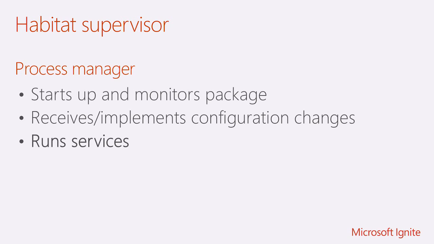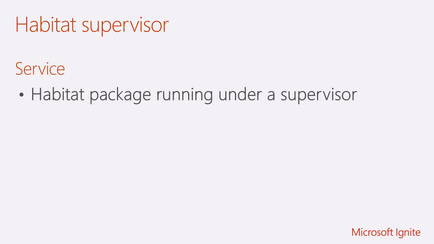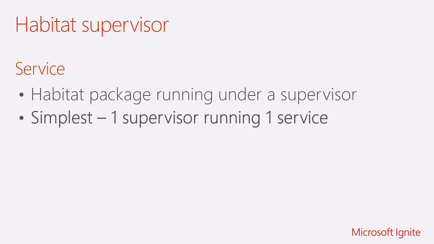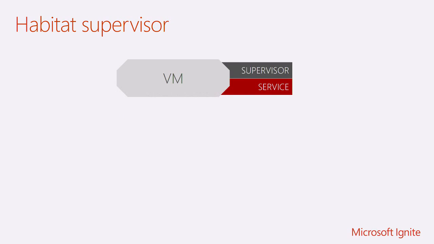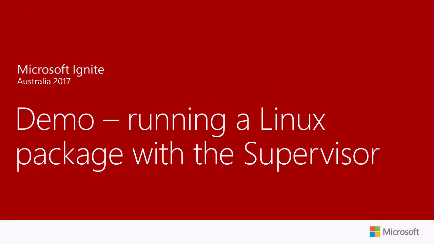And it also runs services. So let's take a look at what I mean by a service. A service is one Habitat package running under one supervisor. And the simplest example is one supervisor running one service. So in this illustration, we would have one VM running one supervisor and one service. But let's not just look at an illustration of it. Let's look at an actual demo. I'm going to switch to the demo computer.